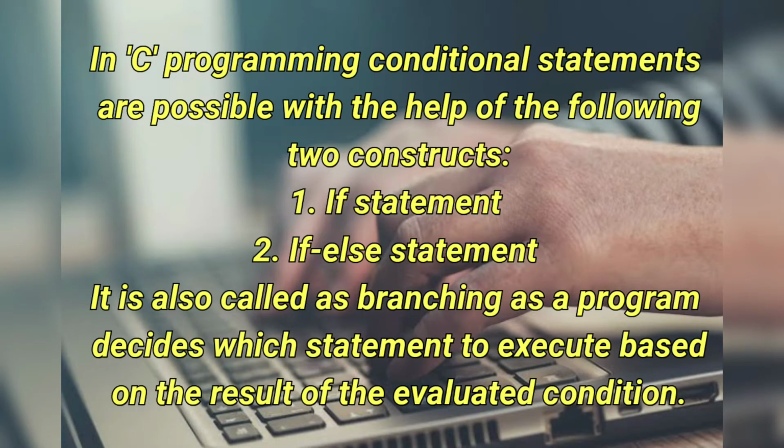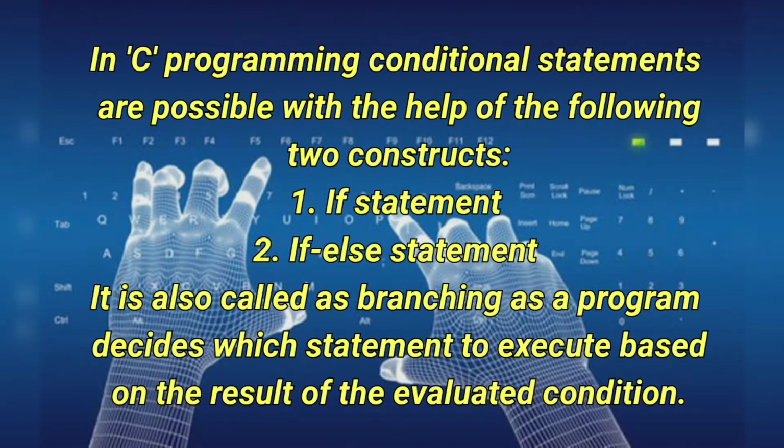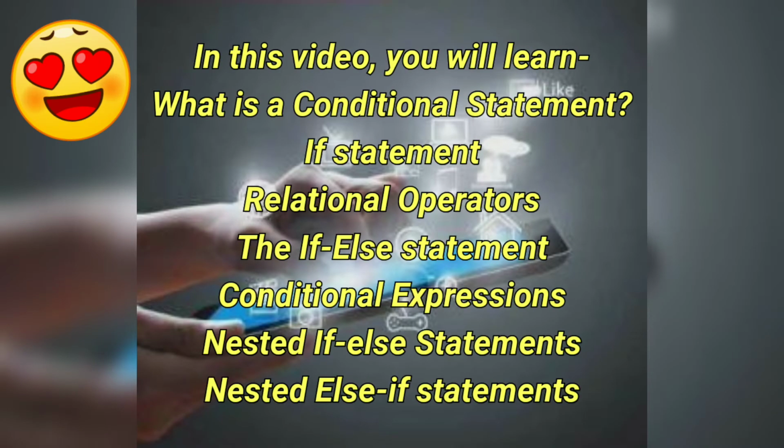So dear friends, in C programming, conditional statements are possible with the help of the following two constructs: number 1, if statement, and number 2, if else statement. It is also called branching, as a program decides which statement to execute based on the result of the evaluated condition. In this video you will learn what a conditional statement is, the if statement, relational operators, the if else statement, conditional expressions, nested if else statements, and else if statements.